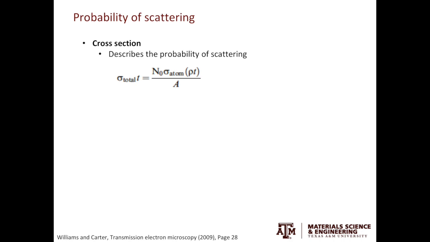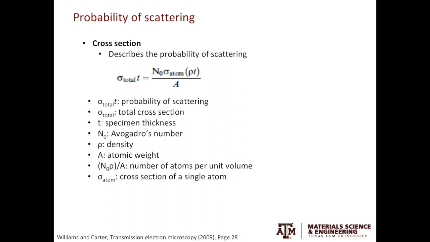The probability of scattering is described by a concept called cross-section, and the probability of scattering, sigma total T, is equal to N naught sigma atom rho T divided by A. Sigma total is the total cross-section. T is the specimen thickness. Sigma total times T is the probability of scattering.